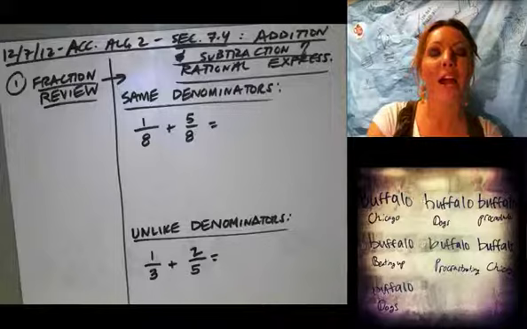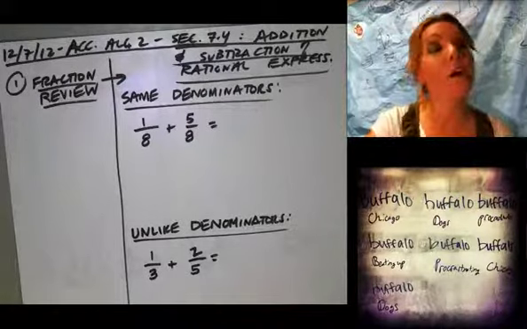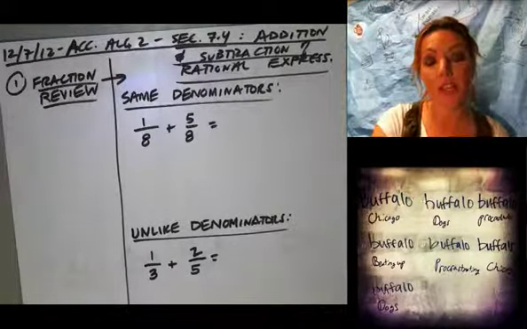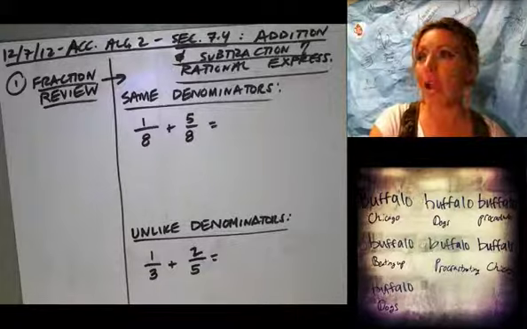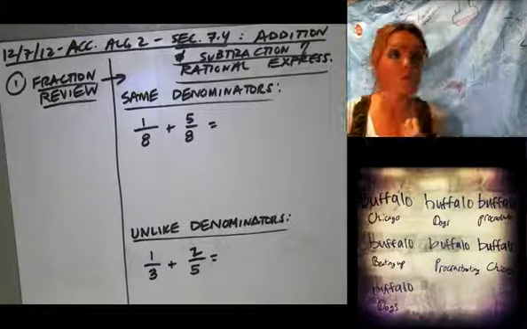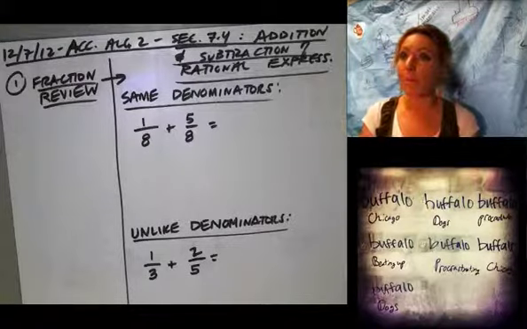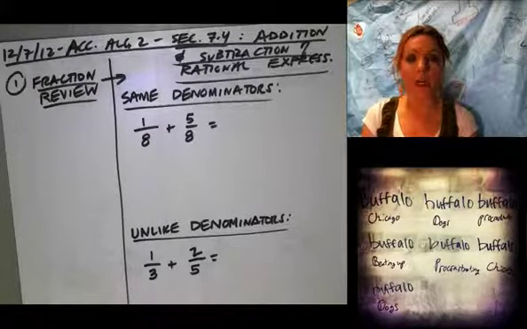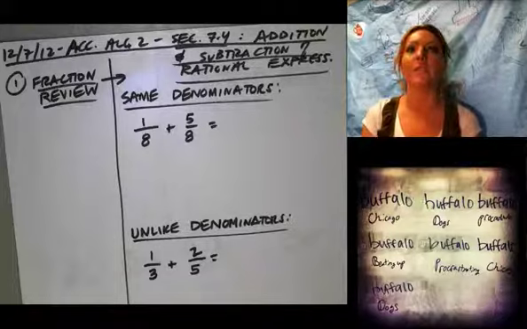So, fractions. We are moving into adding and subtracting rational expressions. So far what we've done is simplifying rational expressions. We have multiplied them and divided them, and now we are doing the adding and subtracting. We save the best for last.